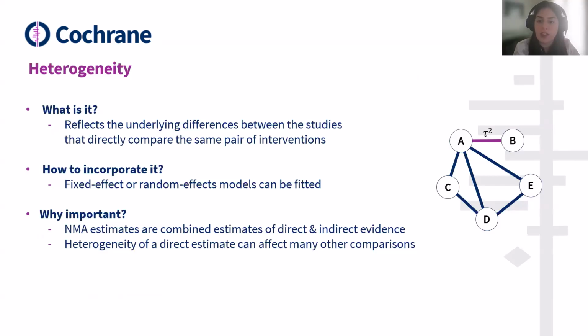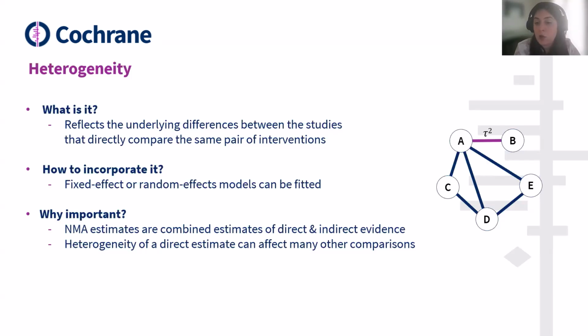Let's move to another important aspect that we need to consider, that is heterogeneity. Just as in pairwise meta-analysis, heterogeneity reflects the underlying differences between the studies that directly compare the same pair of interventions. Similarly, fixed or random effects models can be fitted. The random effects model allows us to account for between-study heterogeneity. To estimate heterogeneity, there are many options for estimators, including the DerSimonian-Laird or the restricted maximum likelihood.